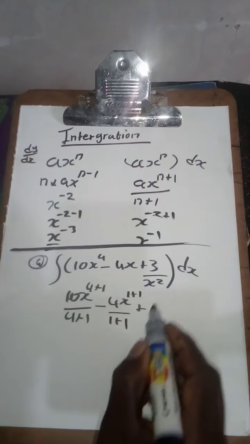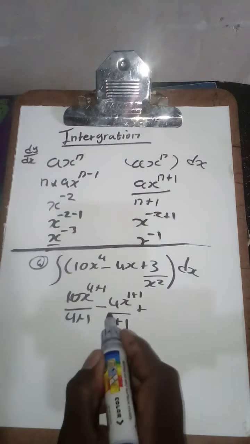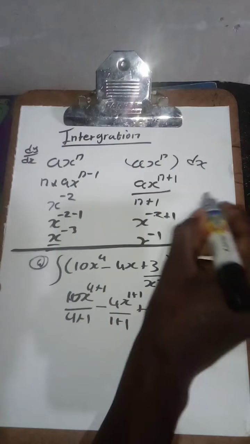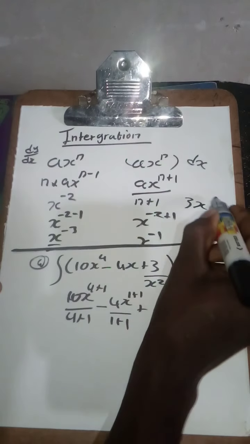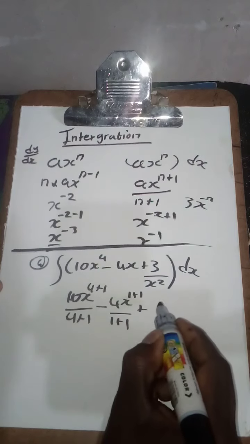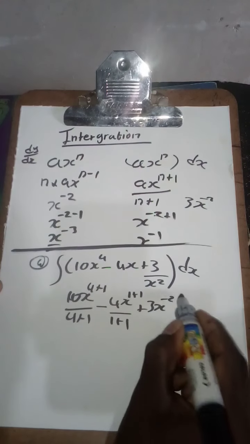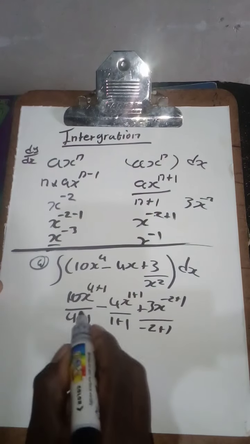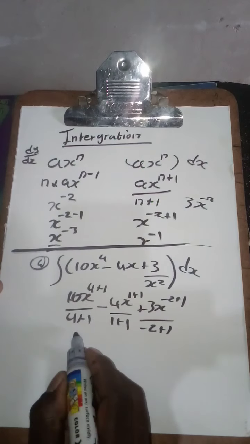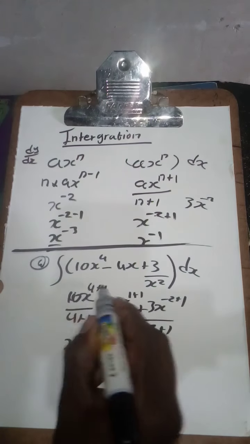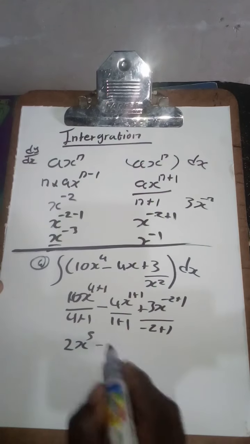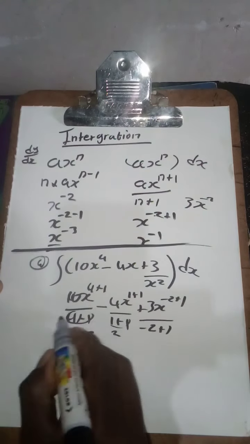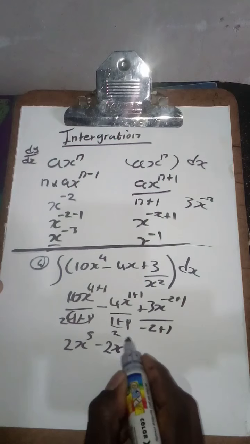Okay, plus. For this one, you can take it the other way around. You ask yourself, in which other way can I write this to make my work simple for me to integrate? This in other ways is 3x to the power negative 2. So here we are going to have 3x to the power negative 2 plus 1 divided by negative 2 plus 1. Now 4 plus 1 is 5, so 5 into 10, you're going to get a 2. So it's 2x to the power 5, minus. This is going to give us 2, 2 into 4, so 2x to the power 2 right there.